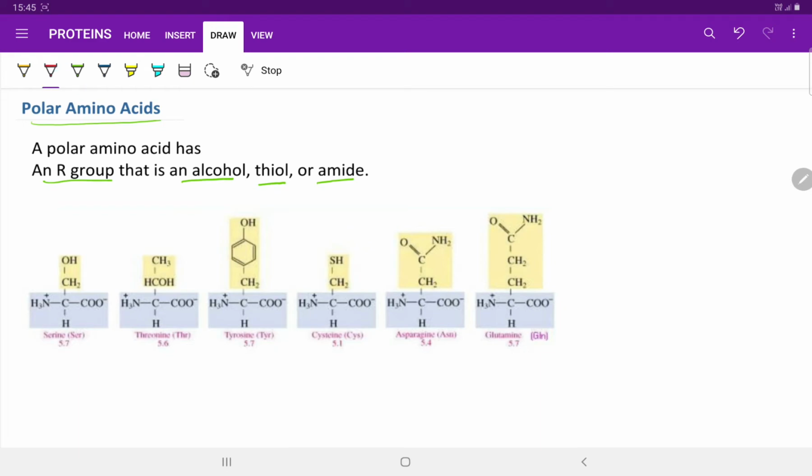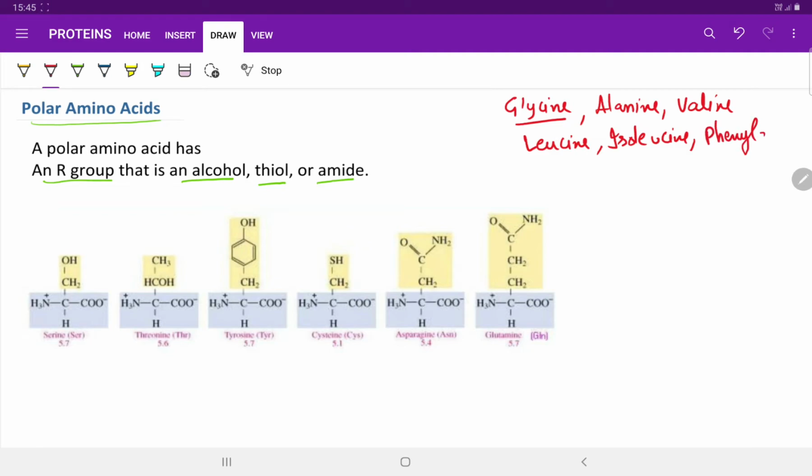So I will just give a glimpse of our previous class. In our previous class, we had learned the structures of glycine. I shall not be drawing them, just naming them: glycine, alanine, valine, leucine, isoleucine, phenylalanine, and methionine. So these are a total of 7 amino acids that we had drawn in our previous class.